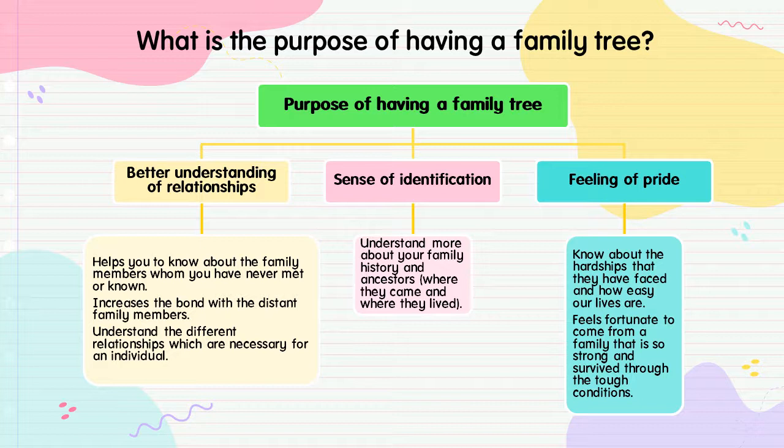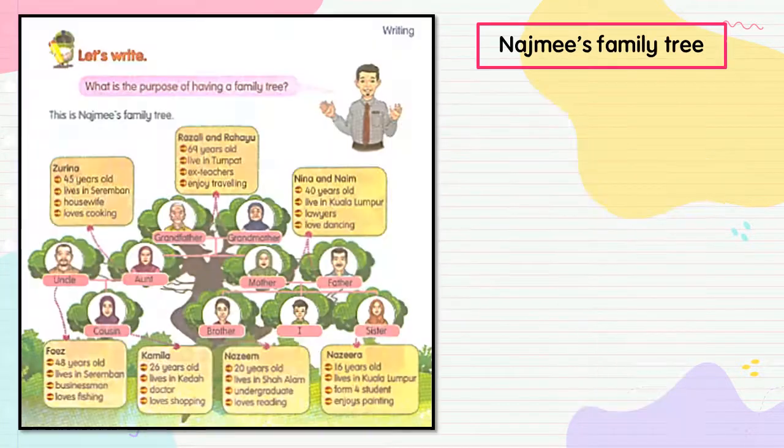What I mean here is, you will know about the hardship that they have faced and how easy our lives are. You feel fortunate to come from a family that is so strong and survived through the tough conditions. Now, let's look at Najmee's family tree. As you can see here, Najmee's family tree includes his grandfather, grandmother, uncle, aunt, cousin, mother, father, brother, and sister.